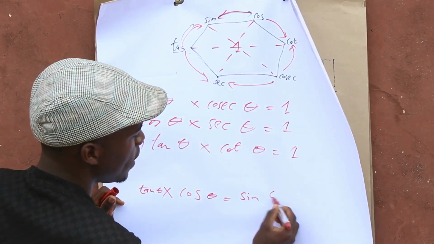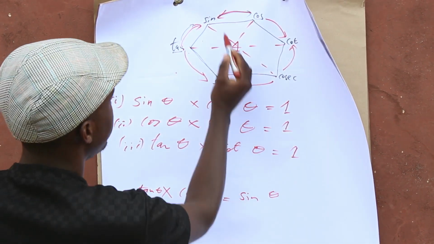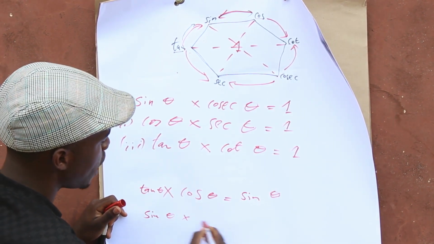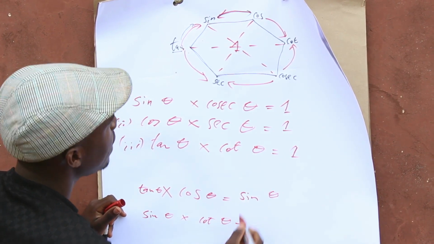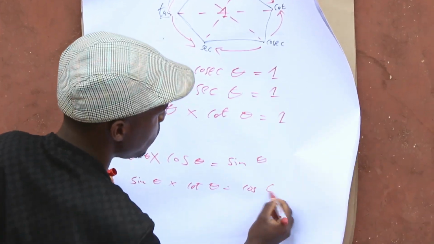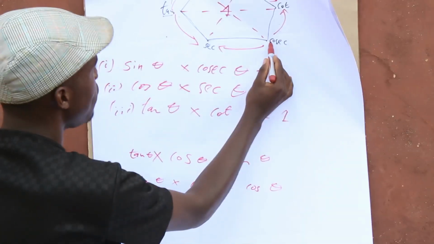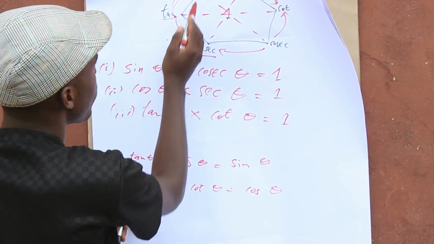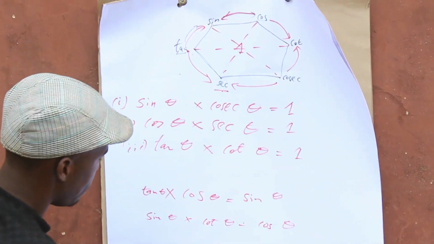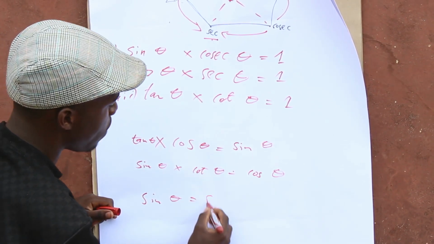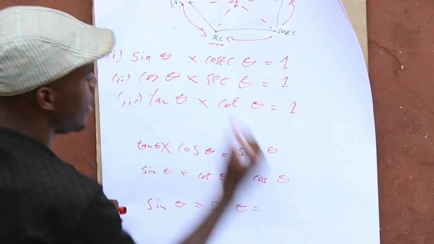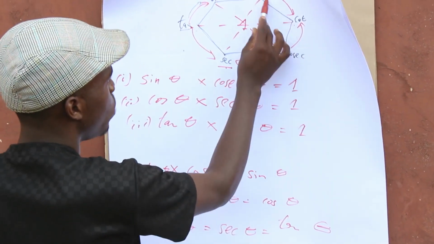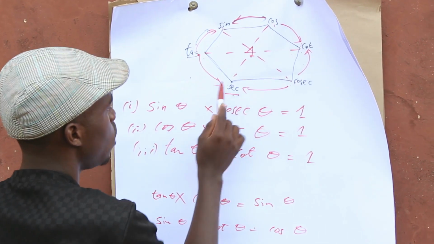sin theta. Well, what if you take sin theta multiplied by cot theta? The answer is cos theta. If you multiply cosec theta by tan theta, the answer is sec theta. If you take sin theta multiplied by sec theta, the answer is tan theta. You can go on: you multiply this and this, you get this; this and this, you get this; this and that, you get that.